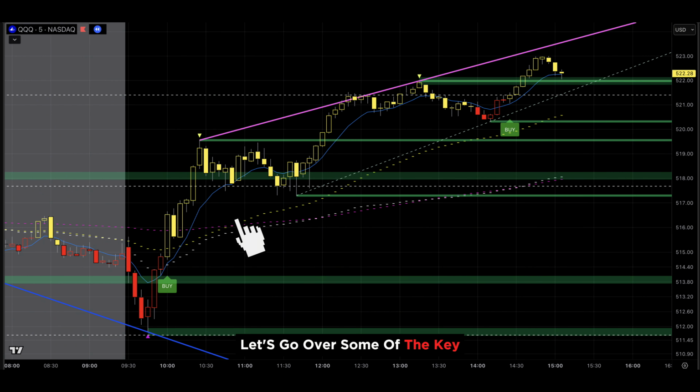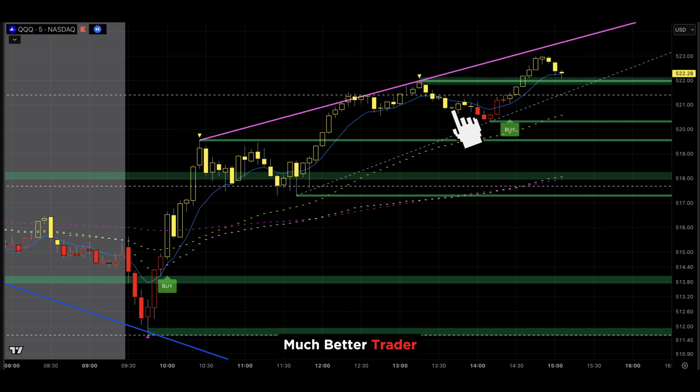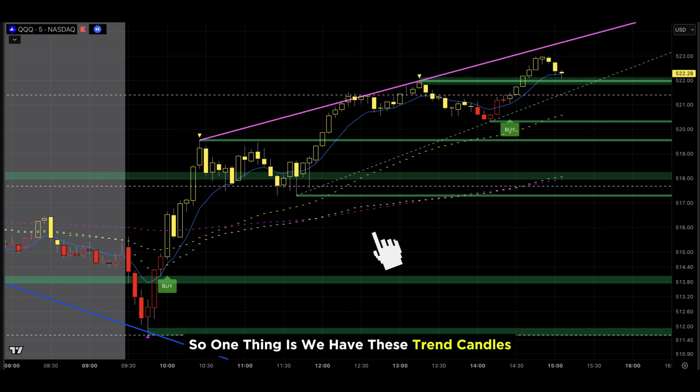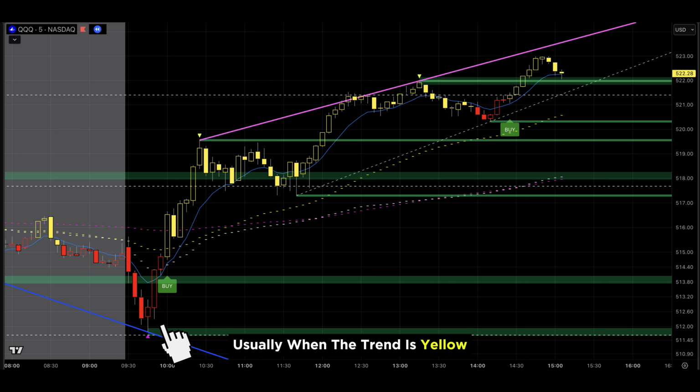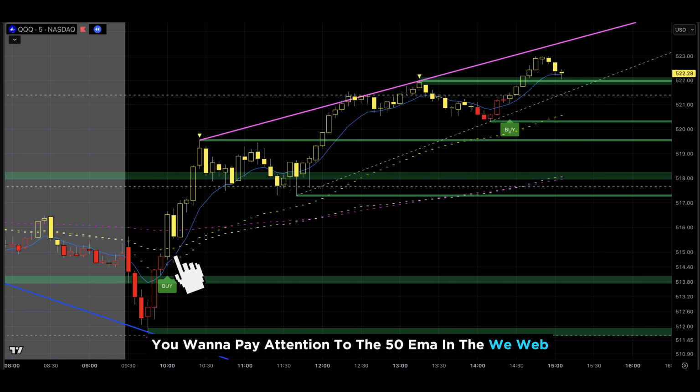Let's go over some of the key features of our indicator, right? I'm going to show you a couple of things that we have on this indicator that help you along the way in your trading to help you become a much better trader. So one thing is we have these trend candles, as you can see, the yellow trend and the red trend. Yellow means bullish, red means bearish. Usually when the trend is yellow on a bigger time frame like the 15-minute or 5-minute, it usually means any pullbacks will get bought up and the market will continue to the upside after pulling back. And also you want to pay attention to the 50 EMA and the VWAP.